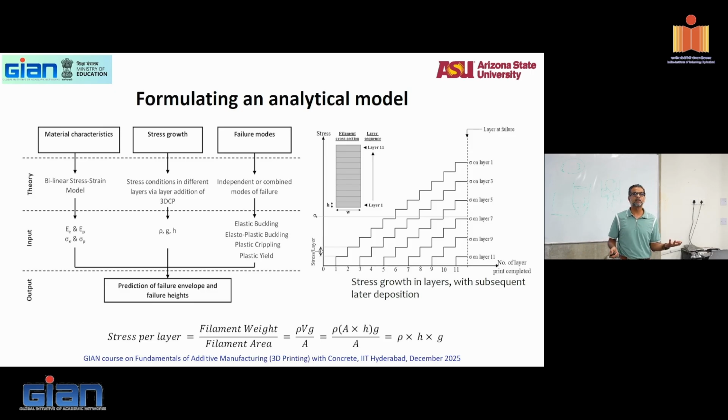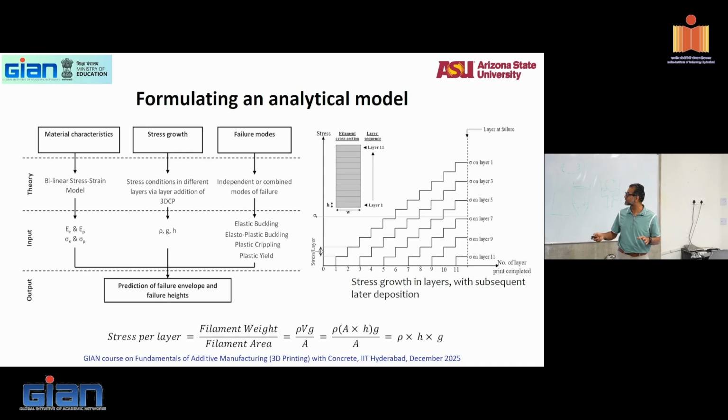All you need is the weight of the layer that is being built up. That's all you need to do that. So that is your stress growth in layers. For that you need rho, g, and h. Correct? That's your weight and the height that you're building up. Now, I will show you what material characteristics you need for this and what the failure modes are. You can come up with so many different modes of failure.